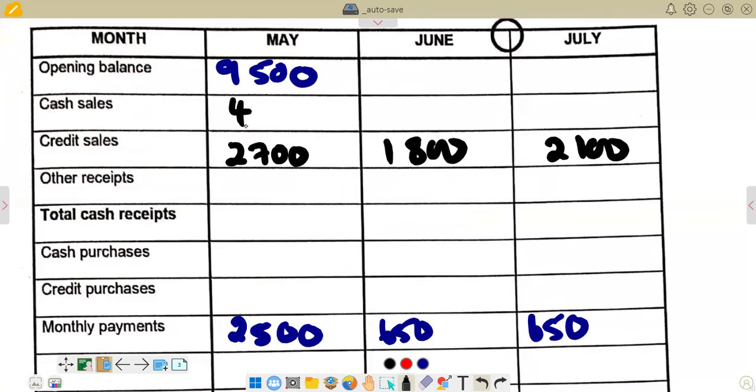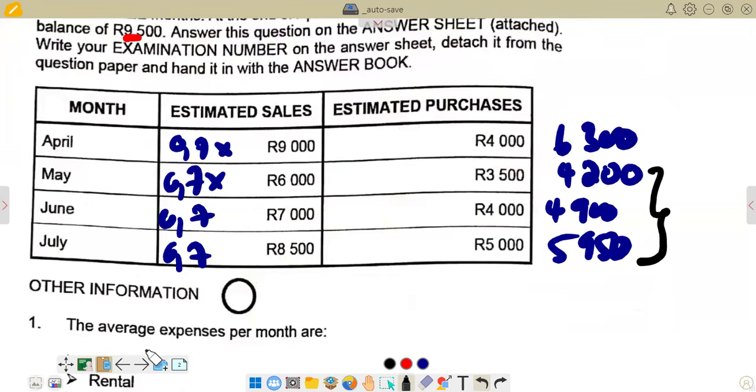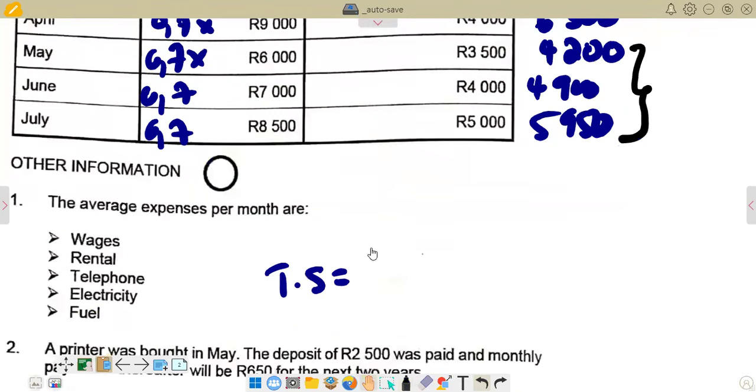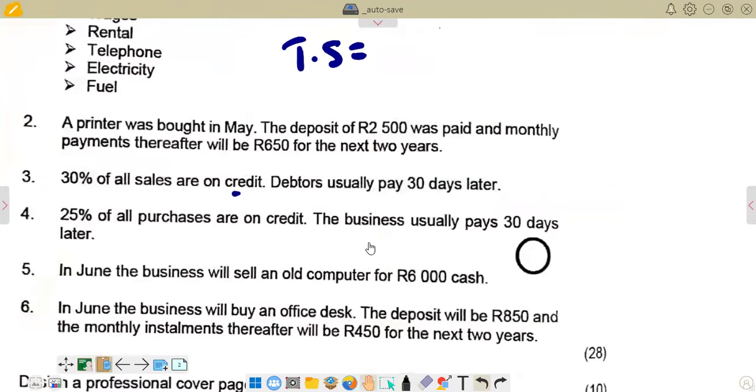So we are saying 4,200, and then for June we are having 4,900, and then for July we are having 5,900. So these are the figures that we have for cash sales. So we go there again to see the next item. What do we have? We can try to go down and see the next instruction.